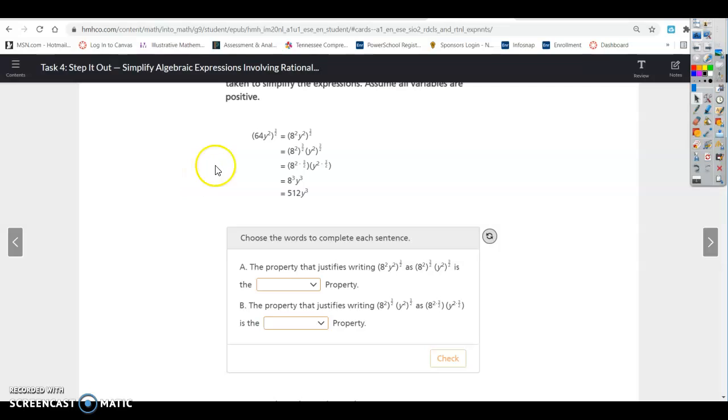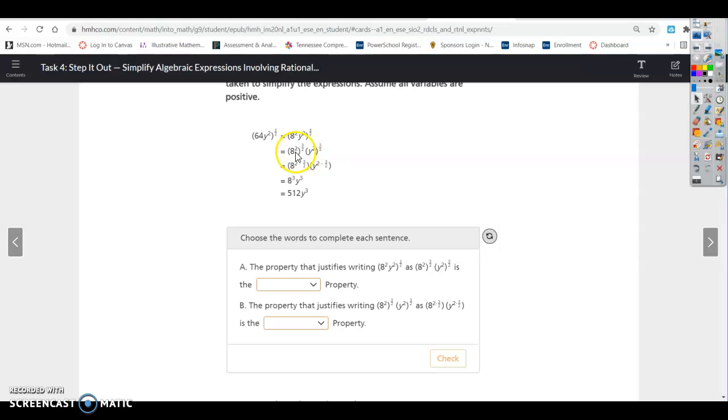All right, so we're given, this is in parentheses, so we've got the product of 64y squared, all raised to the 3/2 power. Okay, so they're going to rewrite 64 as 8 squared. Okay, so they're just rewriting that as an exponent. Okay, so 8 squared times y squared raised to the 3/2 power. Okay, then they're going to rewrite this as 8 squared to the 3/2 power.